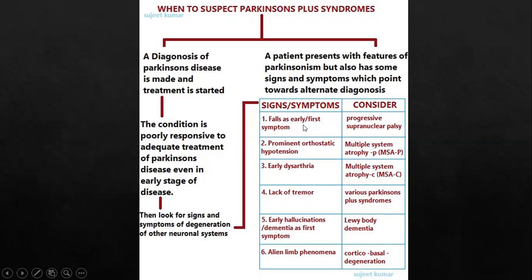So if falls are the early or first symptom, we'll mostly think of progressive supranuclear palsy because there'll be vertical gaze palsy, and so the patient will easily start to fall in the earlier stages. Prominent orthostatic hypotension is going to be seen in the MSA P subtype. Early dysarthria is going to be seen in the MSA C cerebellar type. If there is no tremor, we can think of all these Parkinson plus syndromes. Early hallucinations or dementia is going to be seen in Lewy body dementia, and alien limb phenomenon is going to be seen in corticobasal degeneration.